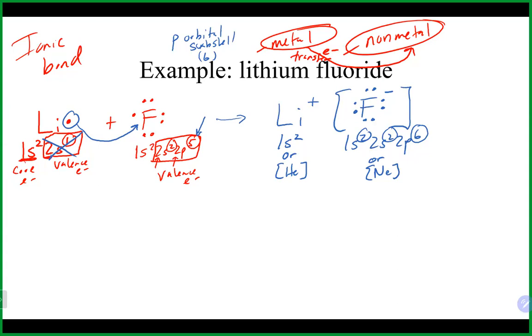And that's really the purpose of all bonding, is for everybody to end up just like the noble gas. Once again, these elements are not helium and neon because they still have the right number of protons to be lithium and fluorine, right? They just have the same electron configuration.